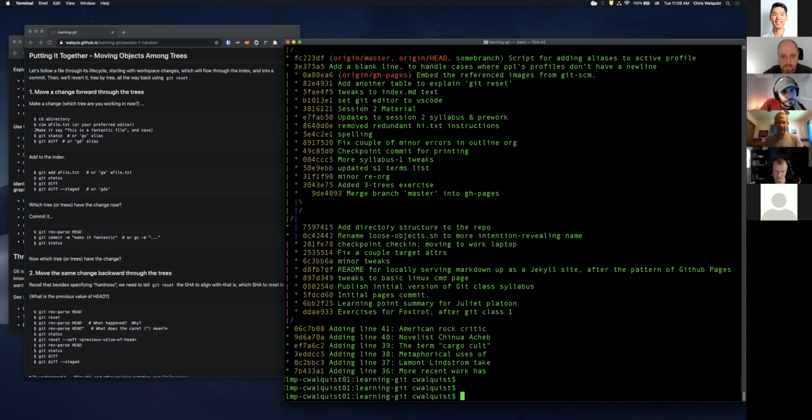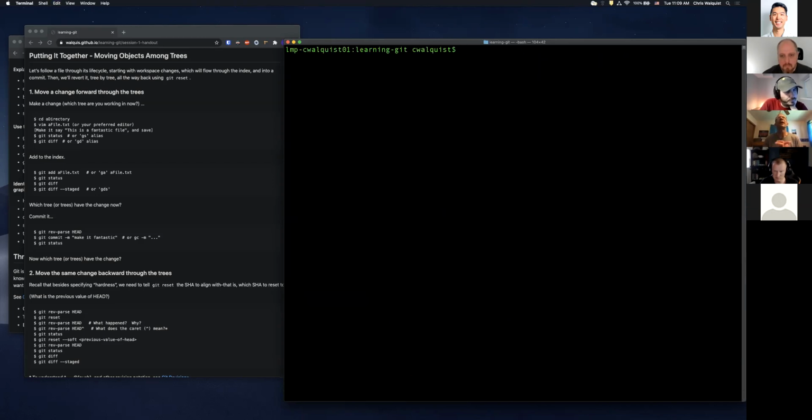Okay. If you haven't used Command K, that's a very handy command. In Mac OS, it clears the screen, and also clears your history too. So you can just unclutter your terminal window and move on.